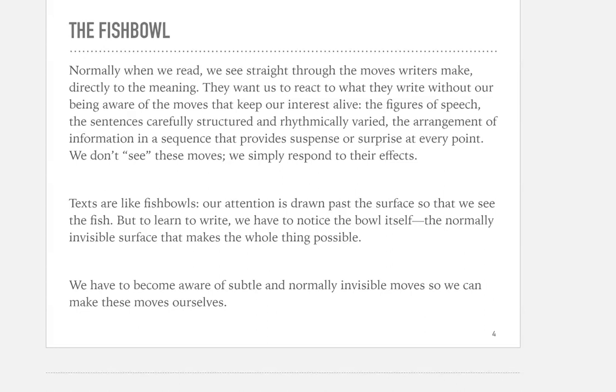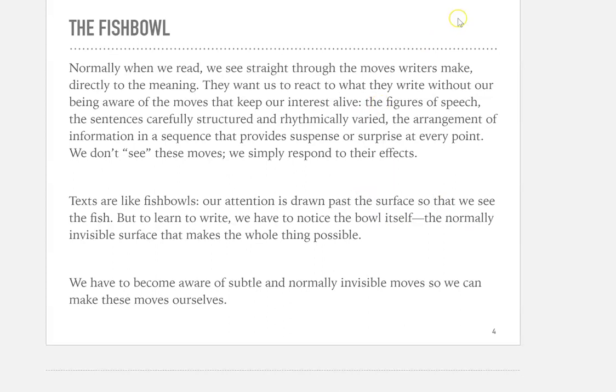It's kind of like things in a fishbowl. You tend to notice just the fish. You don't notice the environment that the fish is in, the fact that there's actually water in there, and they may have a little castle. When we zoom in, we see the fish, and I'm going to teach you to see things as a whole picture. Our attention is drawn past that surface. To learn to write, we have to learn to notice the bowl itself, what keeps this little ecosystem running to make the whole thing possible.